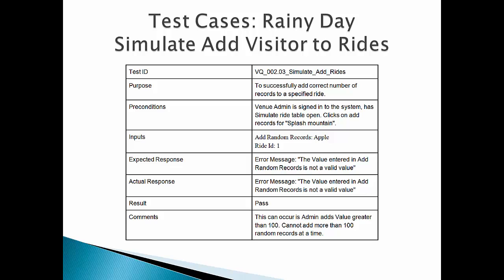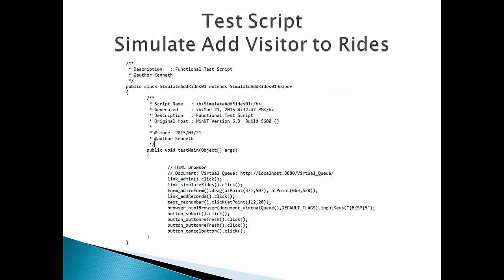And for a rainy day test case, let's say you want to successfully add the correct number of records to a specific ride, and let's say you enter "apples" in the text field to add random records, but instead of a number it's an apple, so it's not a number, so it'll give us the error message saying that the value entered in the add random records is not a valid request.